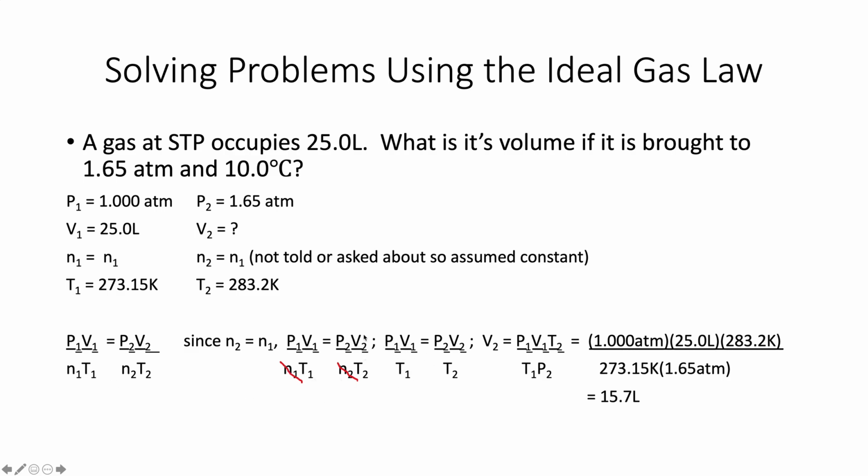Now we rearrange. We want to solve for V2, so we multiply each side by T2 and divide each side by P2. So V2 = P1 V1 T2 over T1 P2. Again, you can review the algebra, and then we're going to plug the numbers in. 1 atmosphere, 25 liters, 383, right? And we get 15.7 liters.